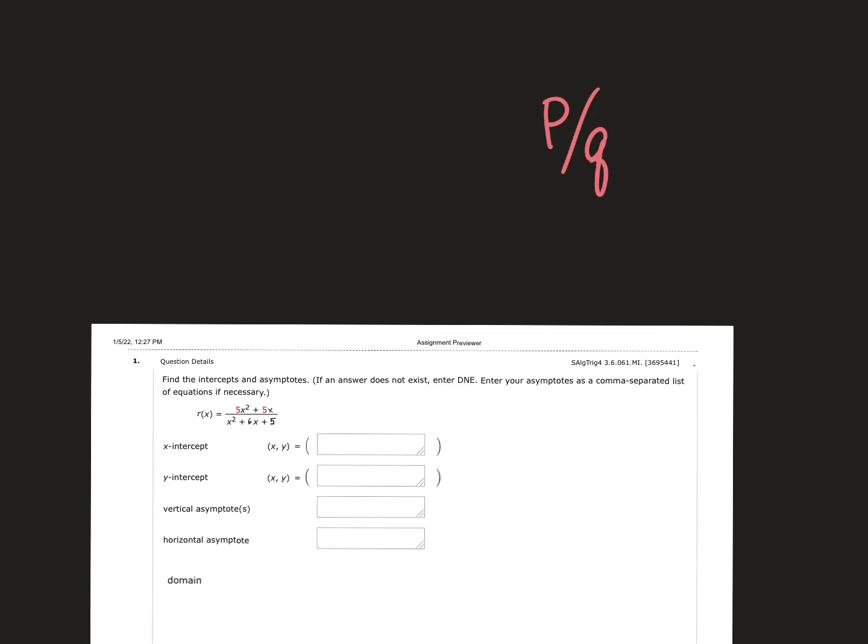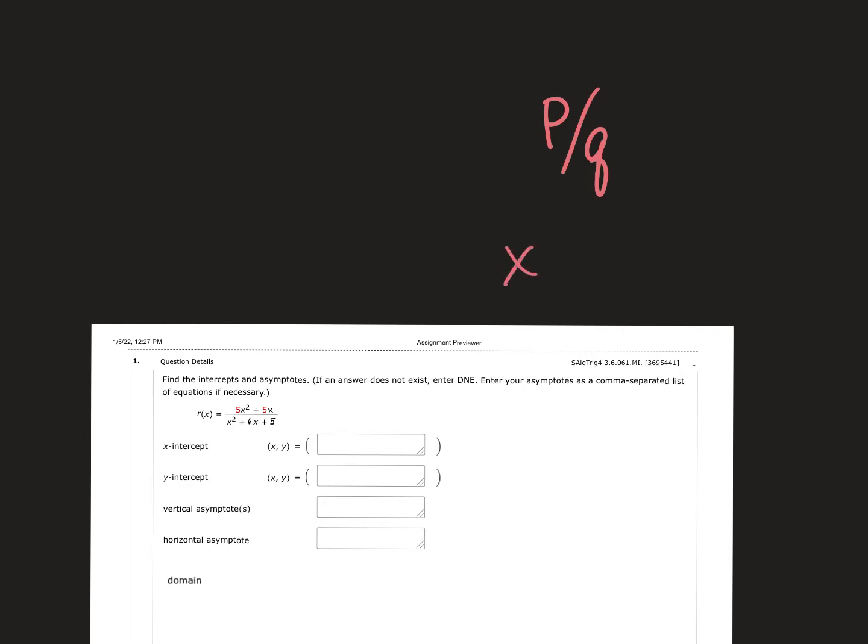But you may have to do P over Q more than one time. You may find one of the zeros, find a root, and then whatever's left over doesn't factor. So you have to do P over Q again. Okay? That could possibly happen. So just make sure that you don't get frustrated and you're aware of that.